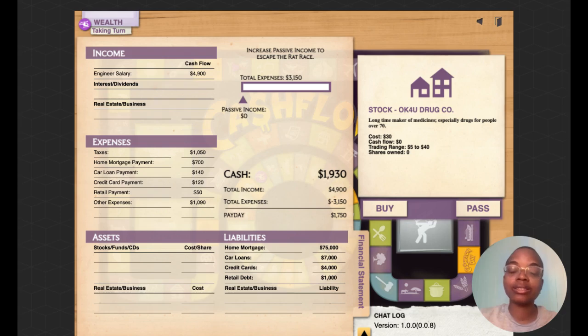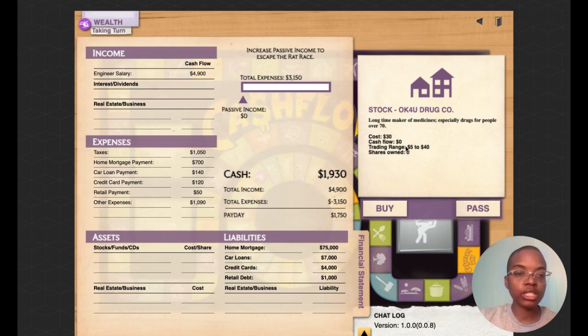Right? And so it's a stock deal. There's a stock called OK4U Drug Co., longtime maker of medicines, especially drugs for people over 70. So I'm going to read some of the metrics of the stock and decide if it's worth a buy or if it's a pass. The cost per stock is $30, and the cash flow that I would receive is $0. The trading range for this stock is between $5 and $40, and I currently own 0 shares. So cash flow for this is zero, which means it's not a dividend paying stock.